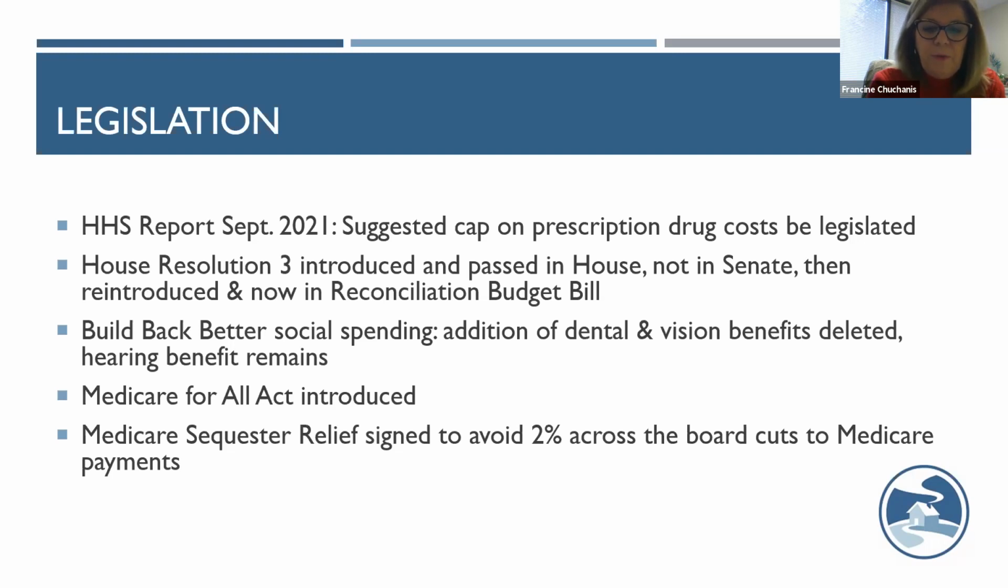And initially that bill included adding dental and vision benefits to traditional Medicare. The hearing benefit, it was dental, vision, and hearing. The hearing benefit does remain in the bill's current form. Dental and vision do not. And then we had the introduction of the Medicare for All Act this year, which is going nowhere. There was a proposed reduction supposed to happen to providers who take Medicare this year. And that luckily is not going to happen because the Medicare sequester relief bill was signed. And in that bill, they avoided that 2% across the board cuts to Medicare providers and their payments to them.